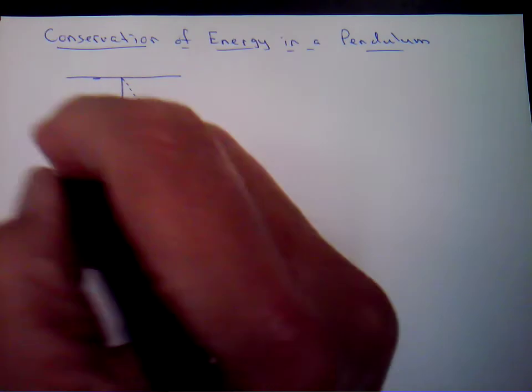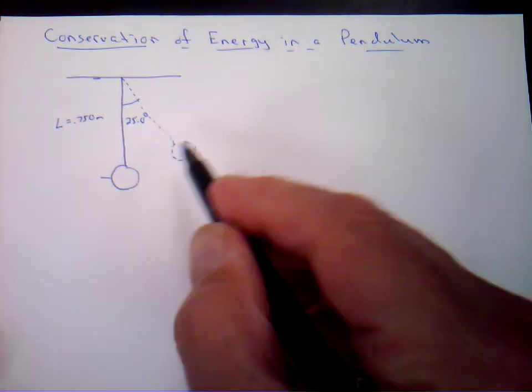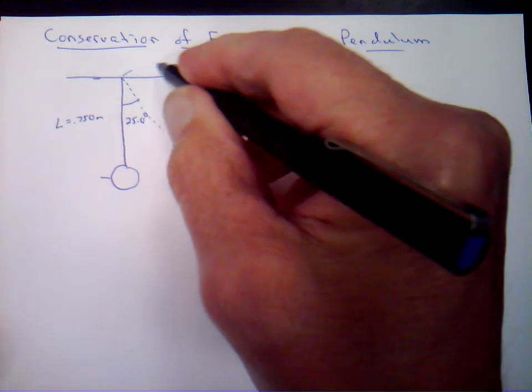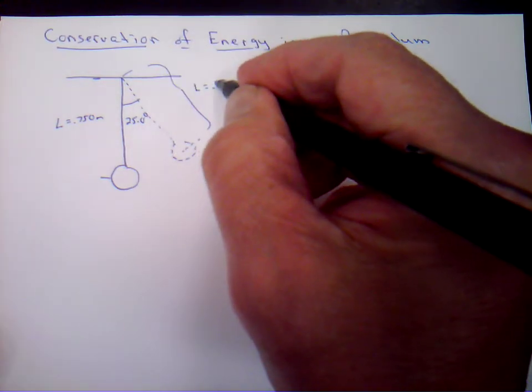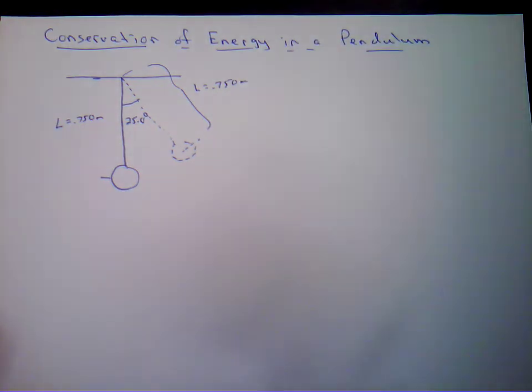Okay? Now the length of this pendulum doesn't change. When I pull this pendulum up to the side, the length of the pendulum doesn't change. So from the center of this mass to the pivot point, this is still the length of the pendulum. The pendulum is still 0.750 meters. So the length doesn't change just because we move it through some arc.